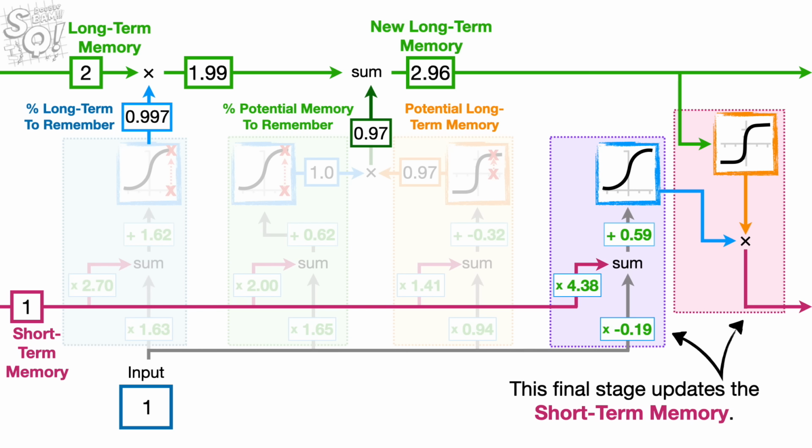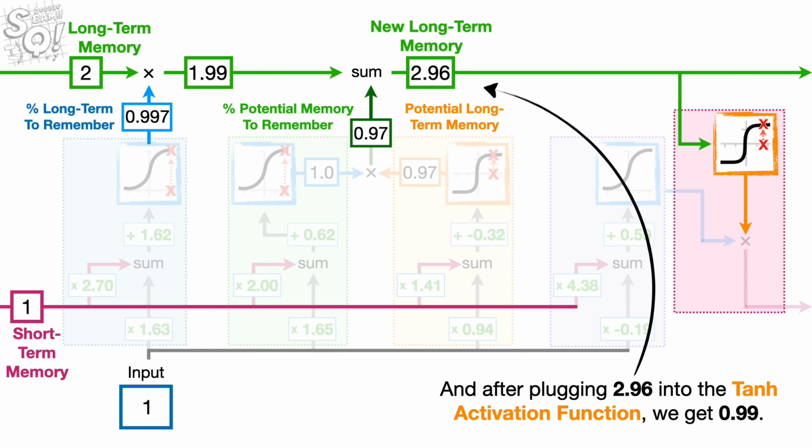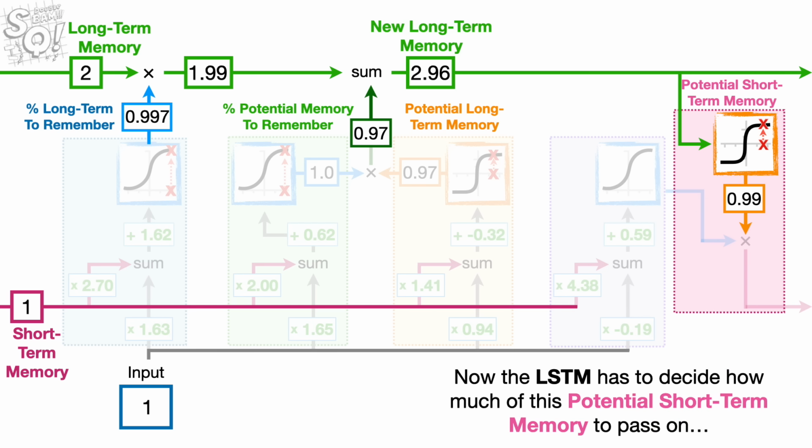This final stage updates the short-term memory. We start with the new long-term memory and use it as input to the tanh activation function. And after plugging 2.96 into the tanh activation function, we get 0.99. 0.99 represents a potential short-term memory. Now the LSTM has to decide how much of this potential short-term memory to pass on.